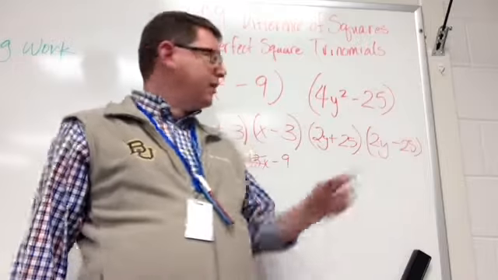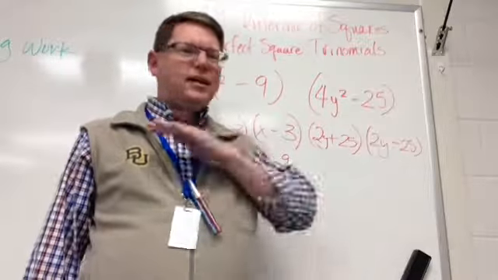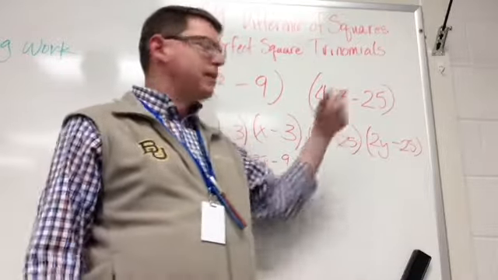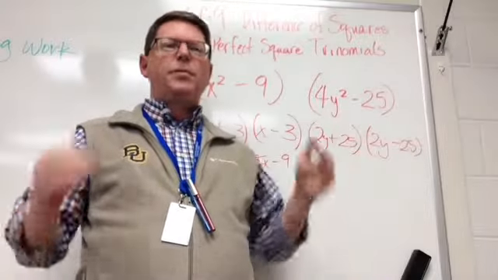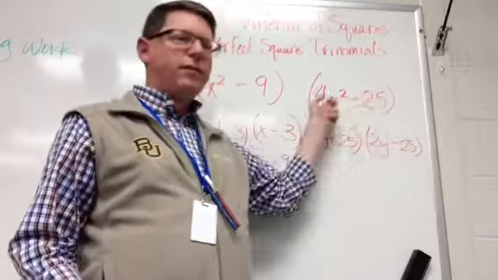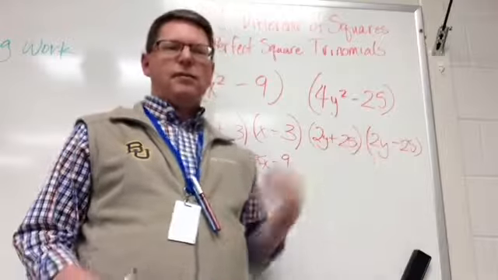Again, if there's a plus sign between those two, it doesn't work that way. If there's a plus sign, there's nothing else you can do. But if there's a minus sign between the two perfect squares, you can factor it like this.